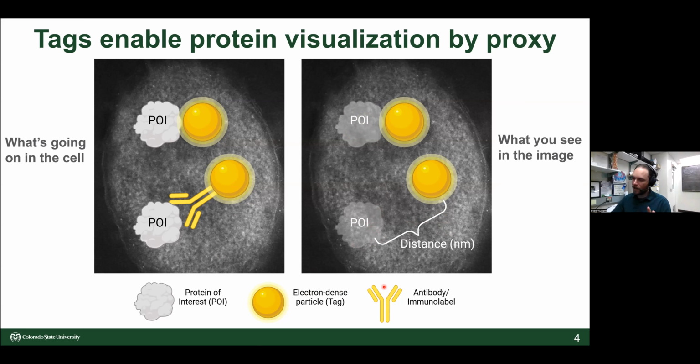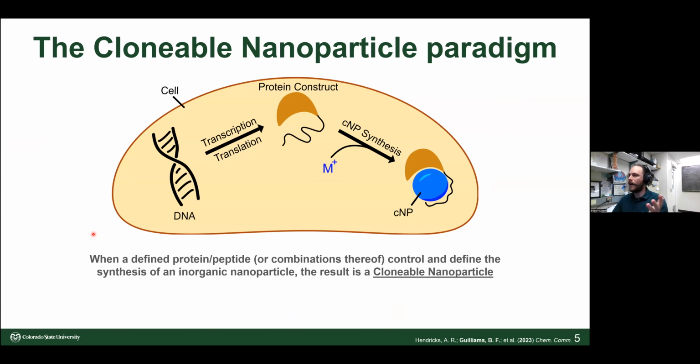We're talking about clonable tags. These are analogous to, say, green fluorescent protein, but there aren't many analogous tools available to electron microscopists. So our lab has defined this paradigm of the clonable nanoparticle.